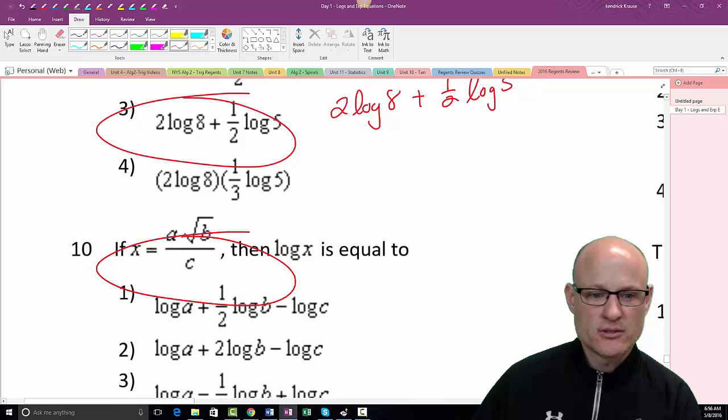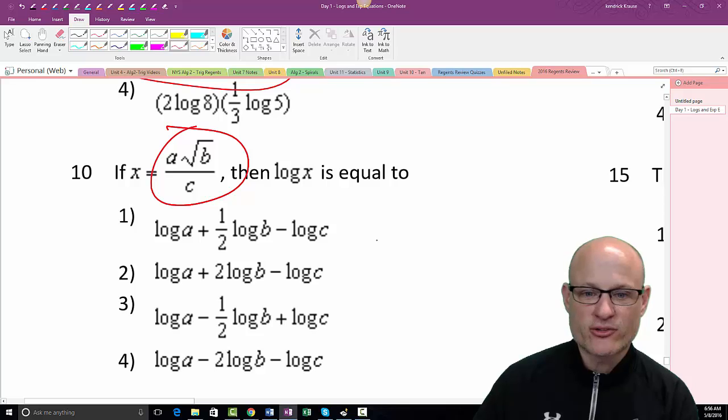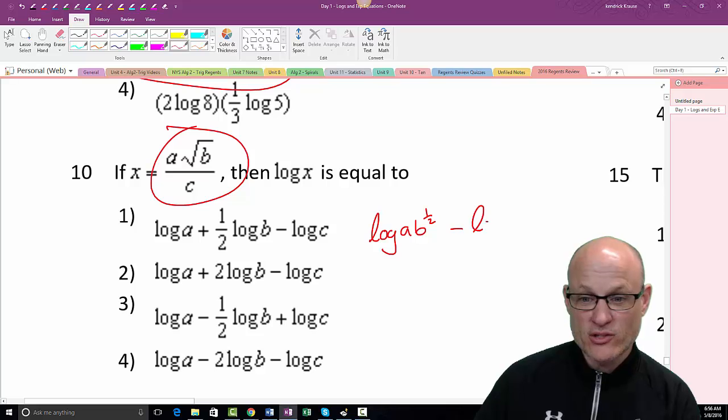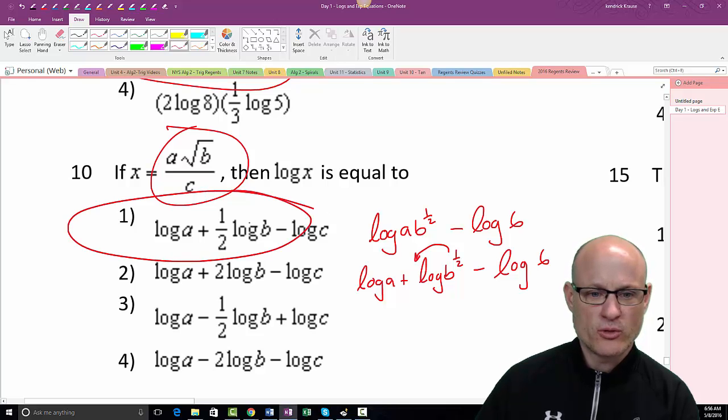There it is. So we've got subtraction. We're going to take the log of this side. We've got division. That's going to turn to subtraction. So this is the log of a times b to the 1/2 because it's the square root, minus the log of c. Now this is multiplication, so that'll turn into addition. So this is the log of a plus the log of b to the 1/2 minus the log of 6. The 1/2 floats out front, and my answer is choice 1.